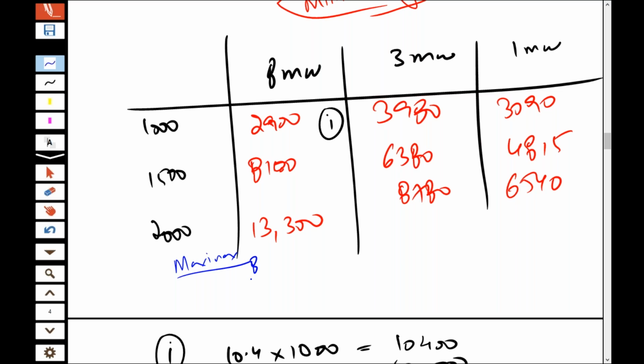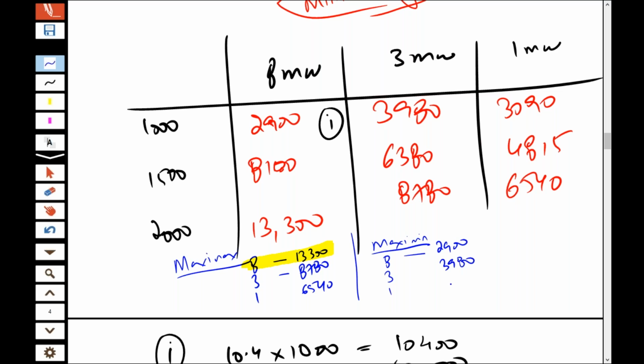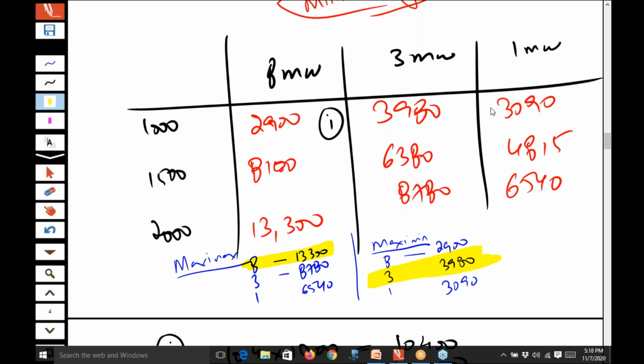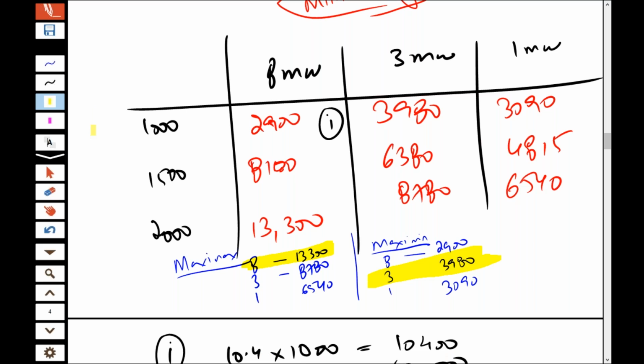For the Maximax, you have got 8 megawatt, you have got 3 megawatt, you have got 1 megawatt. It's 13,300, it's 8780, 6540. So if you're going to go for Maximax, then 8 megawatt. If you will go for Maximin, it's going to be what? You need to identify the minimum value, 2900. So the resultingly answer is, if you have to go for Maximax, then the Maximax is 13,300, 8 megawatt. Maximin is 3 megawatt, 3980.